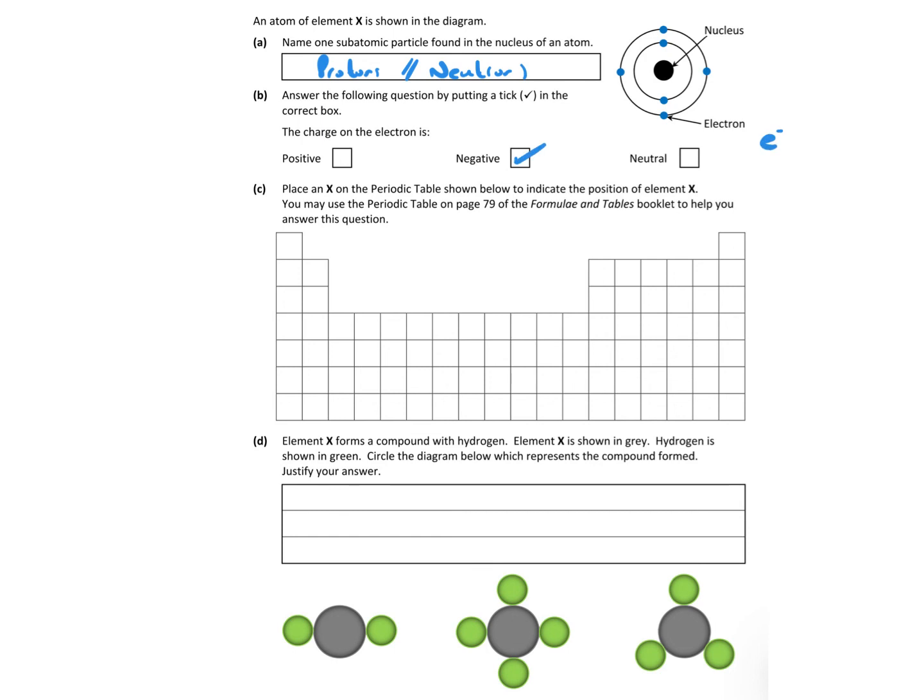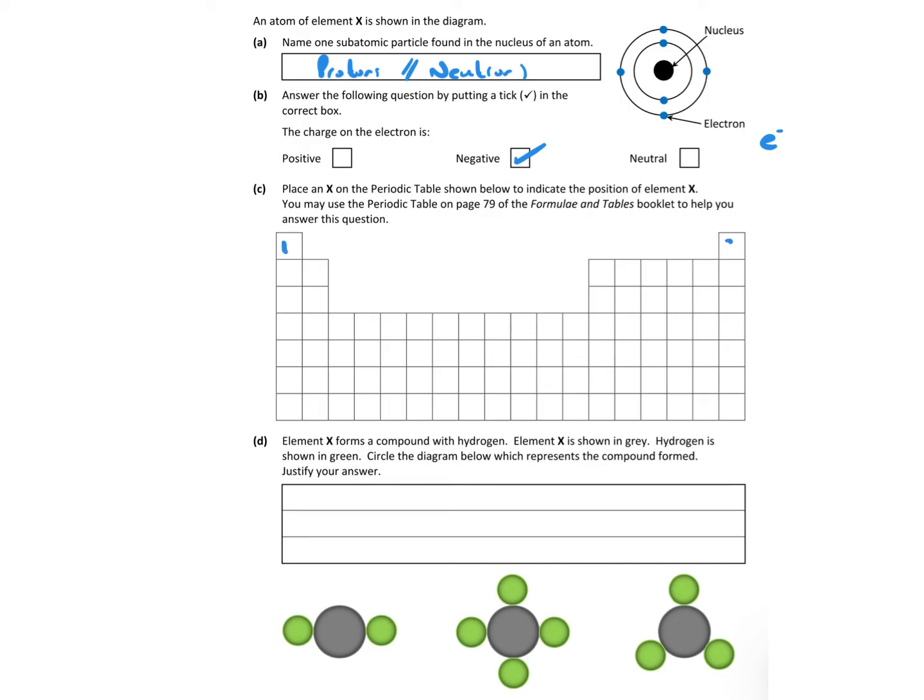Place an X on the periodic table below to indicate the position of element X. You may use the periodic table on page 79 to help you answer this question. So we could use the periodic table from the previous slide if we wanted to, but if we have a quick look here, we've 1, 2, 3, 4, 5, 6. So we're looking for element number 6.